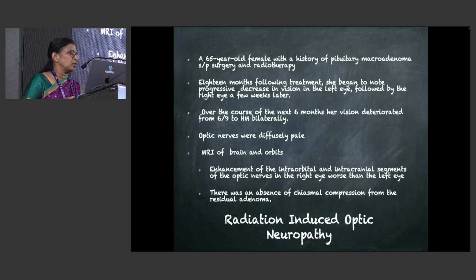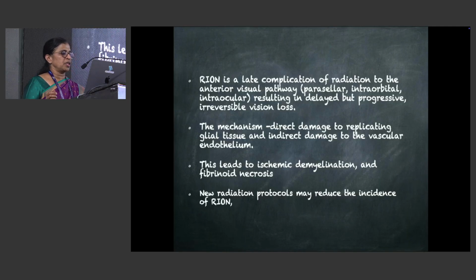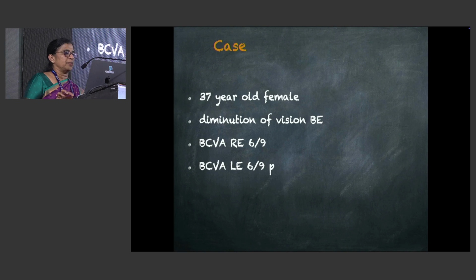Here, the 65-year-old female who is a known case of pituitary macroadenoma underwent surgery and radiotherapy, and she presented with gradual loss of vision in both eyes after 6 months. So fundus examination showed pale optic disc, and repeat imaging showed there is a lesion, but there is no optic nerve or chiasmal compression. So this could be a case of radiation-induced optic neuropathy. Here again, there is no treatment, but new radiation protocols which reduce the incidence of injury to surrounding normal structures can reduce this radiation-induced optic neuropathy.